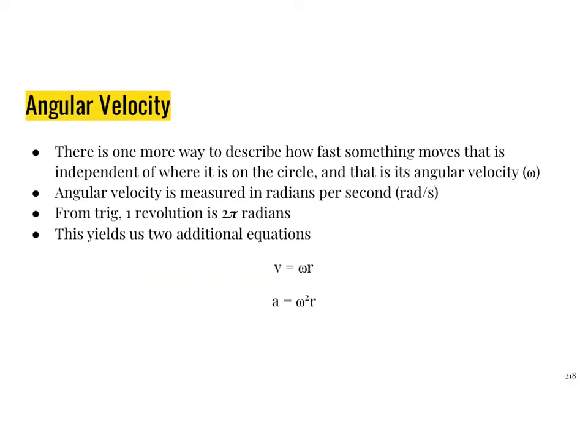Now, there's one more way to describe how fast something moves that's independent of where that object is on the circle, and that's its angular velocity. And if you've taken pre-calc, you've probably dealt with angular velocity a little bit. We're going to do very, very, very little with it right now, but we're actually going to come back when we do rotational motion and talk a lot more about it. So when something's moving in a circle, we can describe how fast it's moving or rotating in radians per second. From trig, 1 revolution is 2π radians. So this actually gives us two more equations. Like I said, we'll use this very limitedly right now, but we will come back to it a lot more later on in Unit 5.